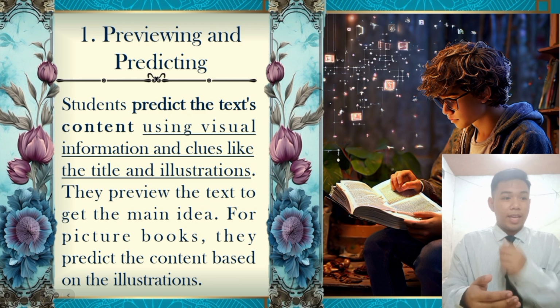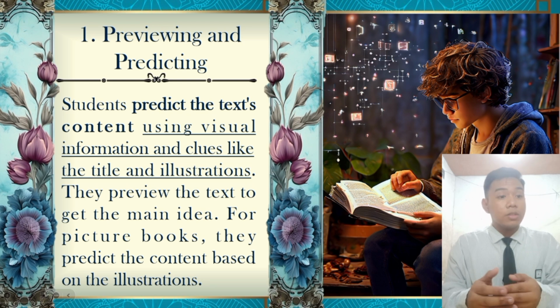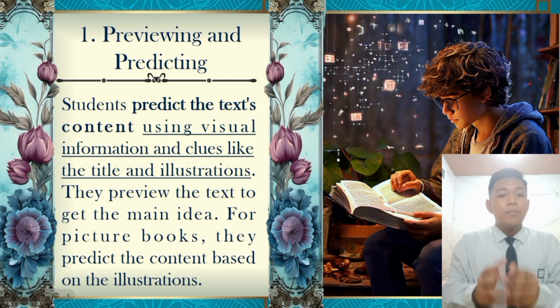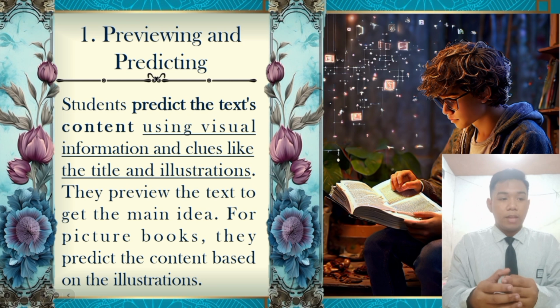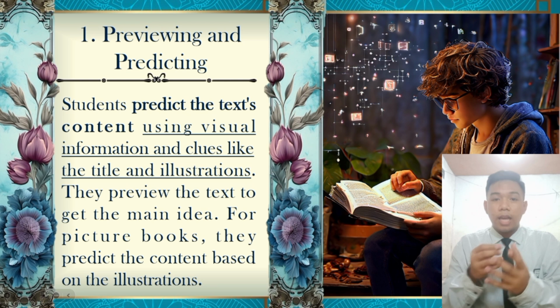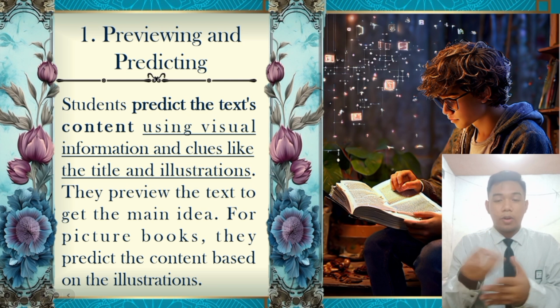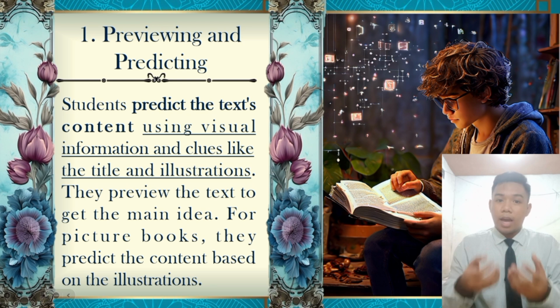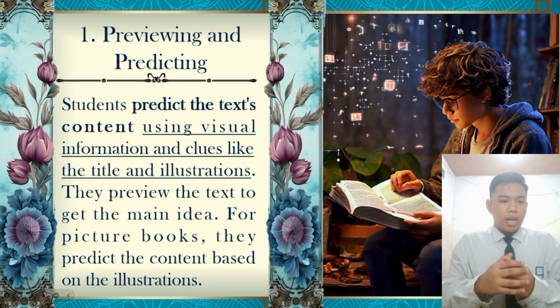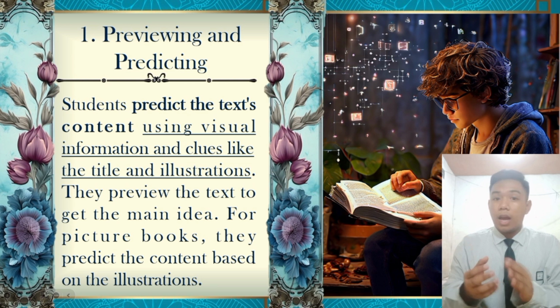Okay, so first off is previewing and predicting. Now here it says, students predict the text content using visual information and clues like title and illustrations. They preview the text to get the main idea. For picture books, they predict the content based on the illustrations. Now, for this technique, we let the students take a look at the title, headings and subheadings, or the illustrations, words that students can quickly glance over to get the main idea on what the story is about. This technique gets the students thinking and allows them to be prepared for whatever they are about to read.